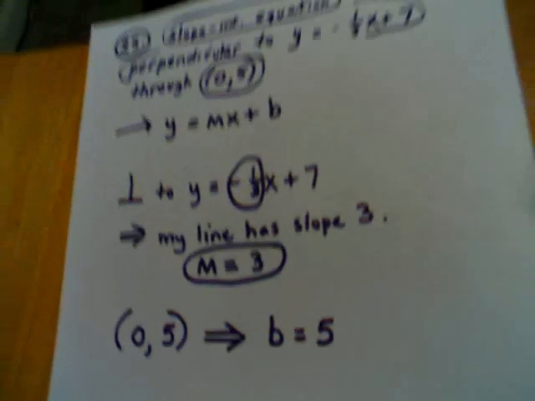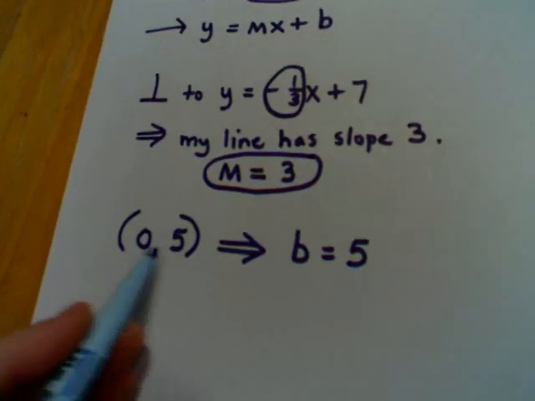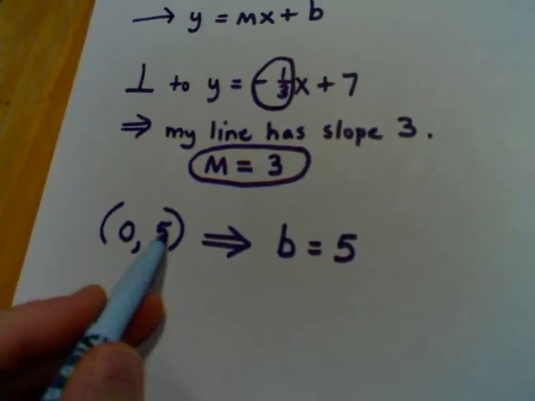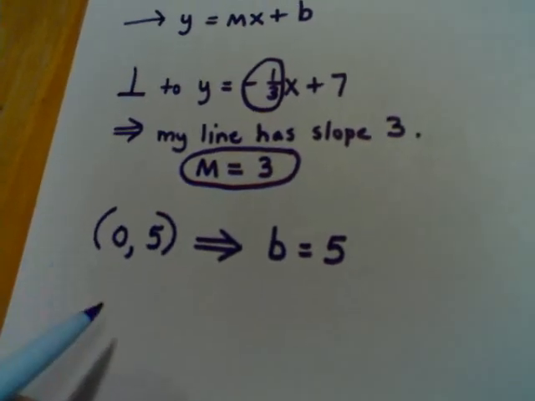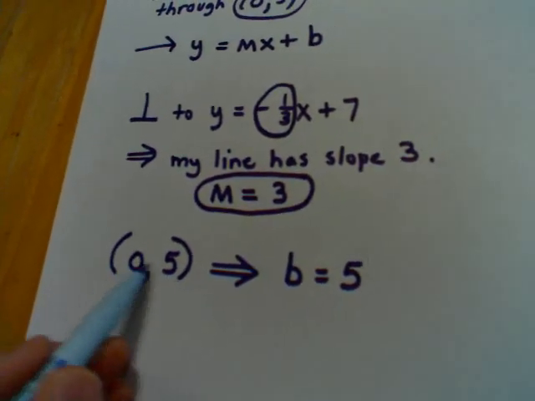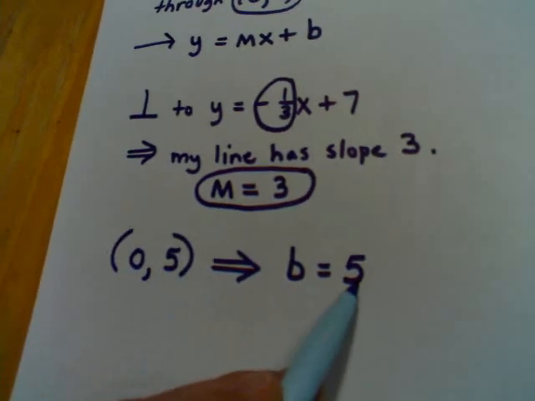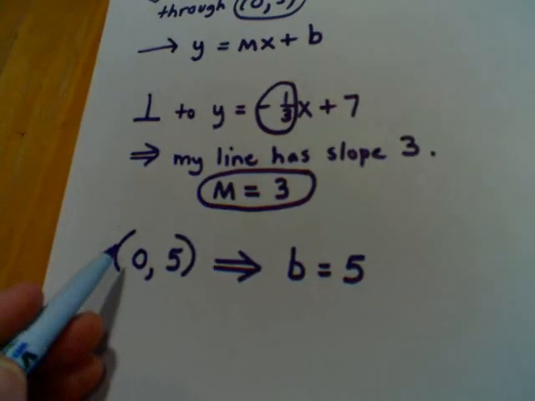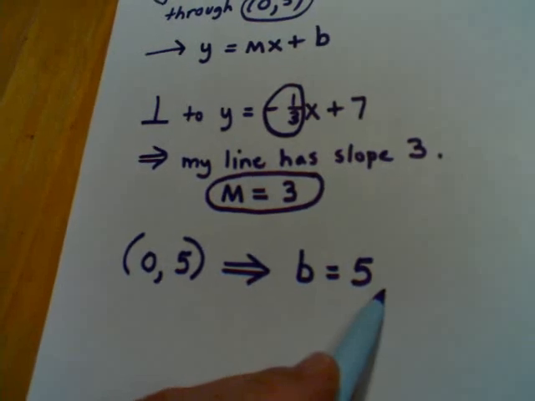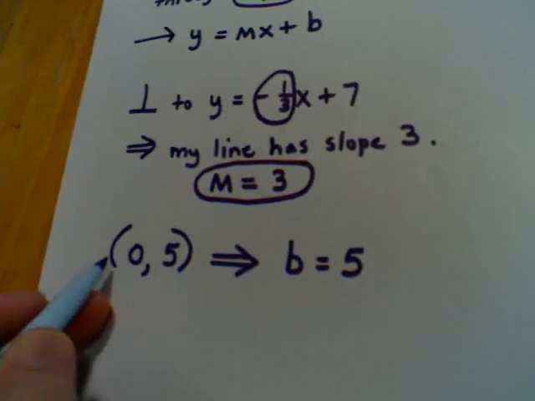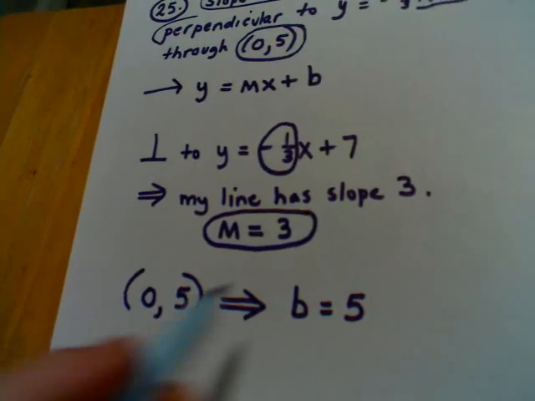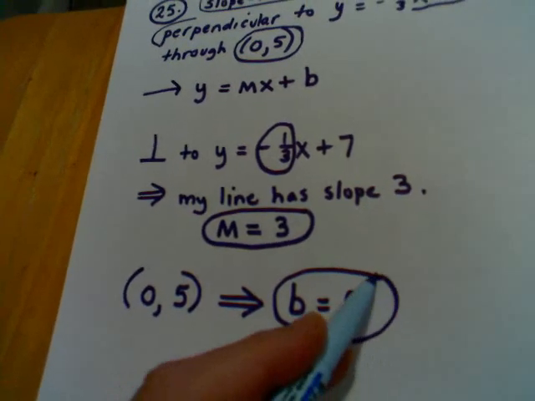And here's why. This is great that they gave us this ordered pair. When x is 0, that means that this ordered pair is on the y-axis. That only happens when x is 0. So if I know this point's on the y-axis, which it is, this has to be the y-intercept. So anytime somebody tells you something like 0, 5 is on the line, you automatically know that b is 5. Now, if they said 1, 5 was on the line, no, it wouldn't work. You'd have to do the problem like we did back in number 24. But basically here, they've handed us the information.